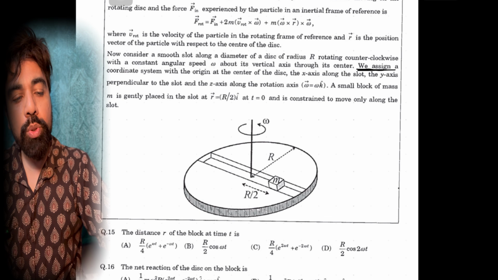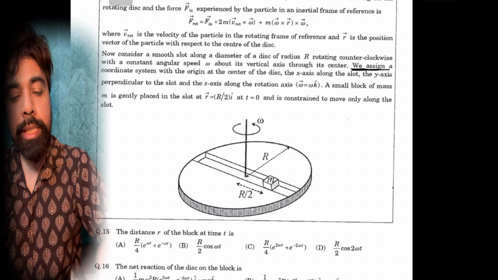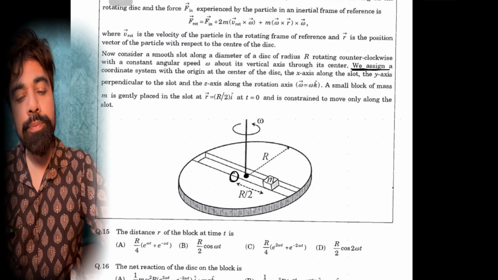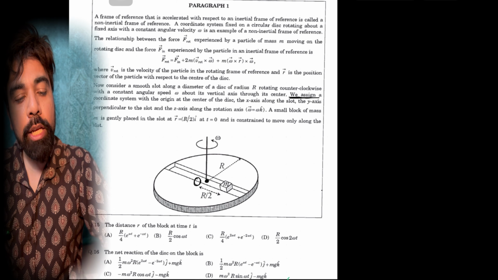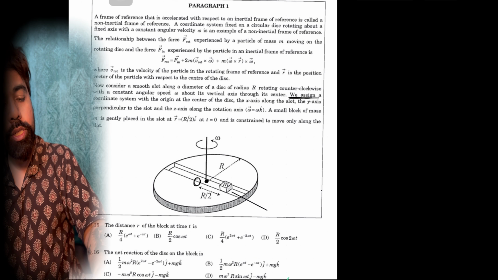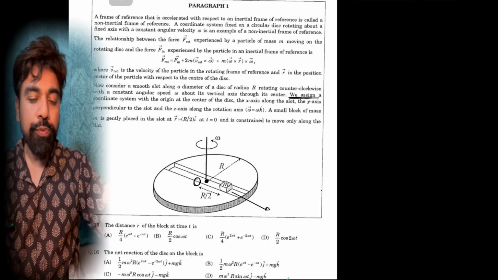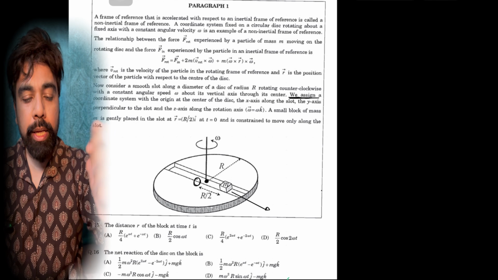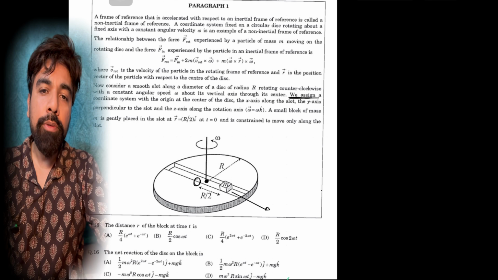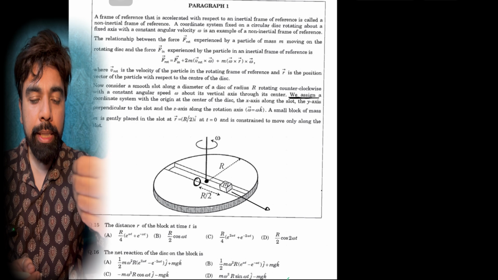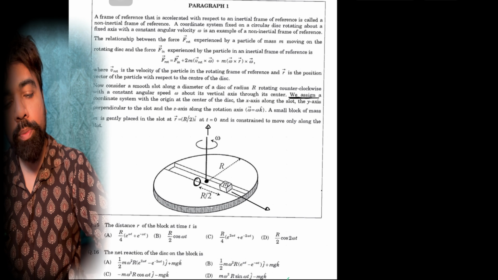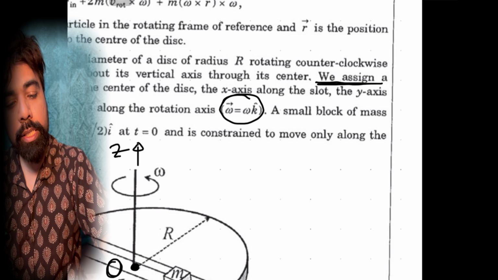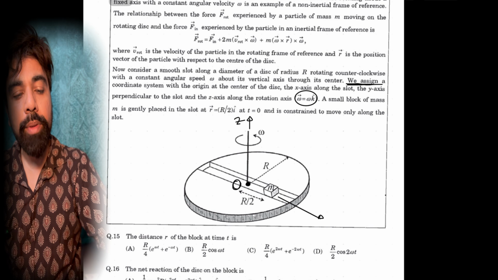So see, we assign a coordinate system with the origin at the center. So this is the origin here. The x-axis along the slot. So this is the slot. So this is a disc, there is a groove, and there is a mass small m which is kept very gently on that groove. And the disc is rotating with uniform angular velocity omega. From the right hand thumb rule, you can easily understand the direction of this omega is along the z axis, which is given here. Omega bar is equal to omega k cap.